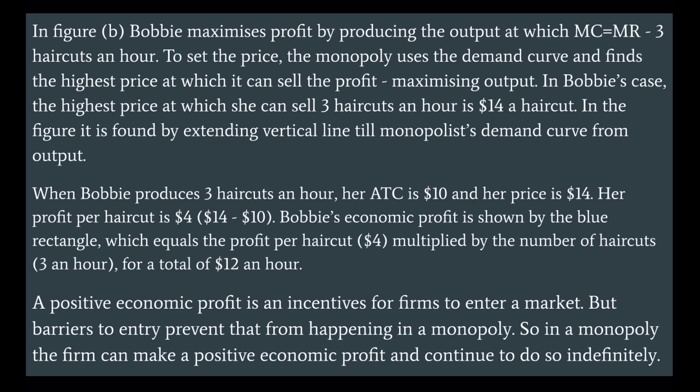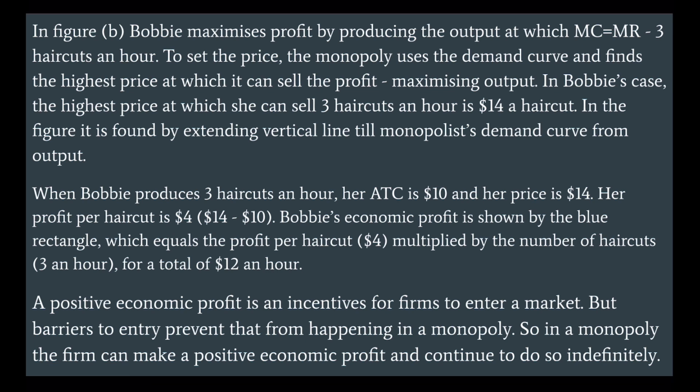In figure B, Bobby maximizes profit by producing the output at which MC is equal to MR, that is 3 haircuts an hour. To set the price, the monopoly uses the demand curve and finds the highest price at which it can sell the profit maximizing output. In Bobby's case, the highest price at which she can sell 3 haircuts an hour is $14 a haircut. In the figure, it is found by extending a vertical line from the output up to the monopolist's demand curve.